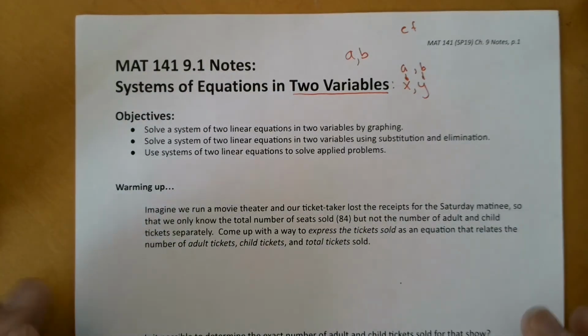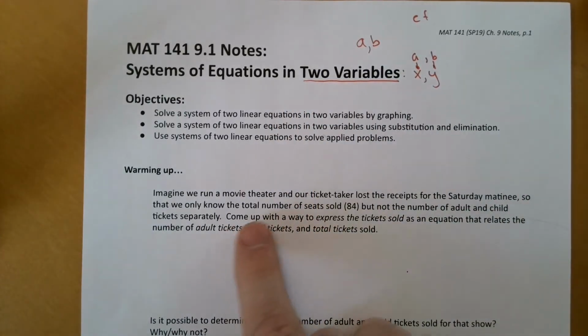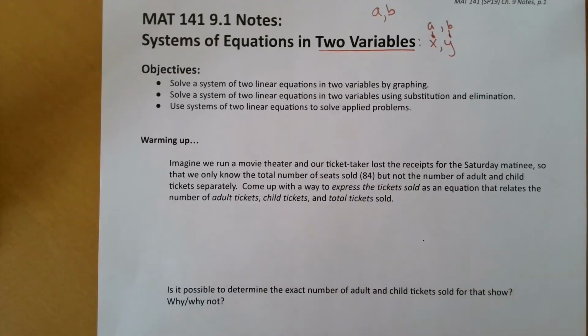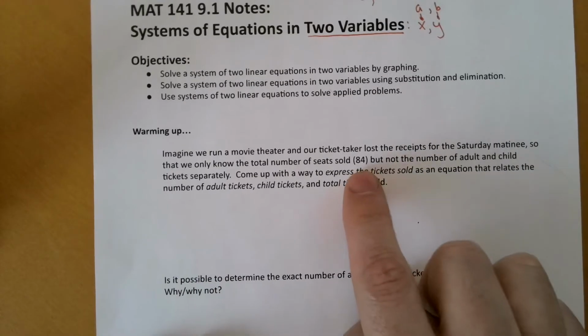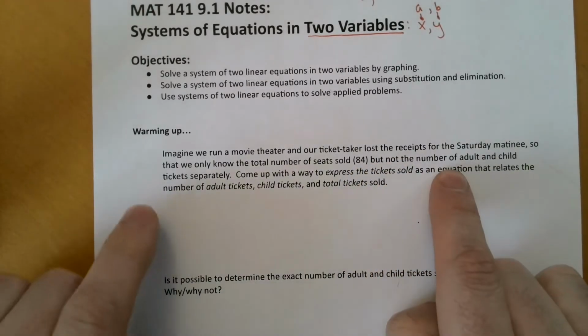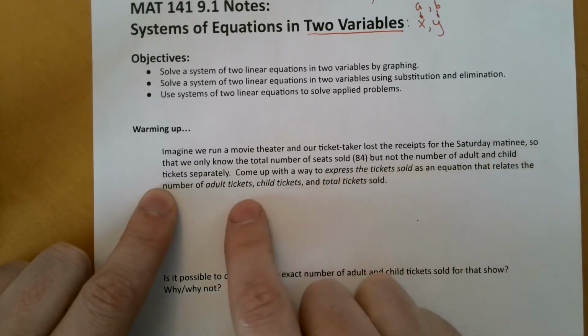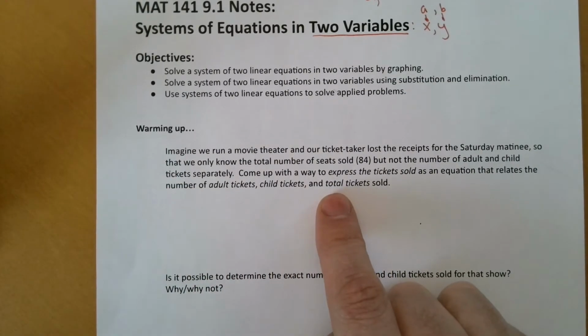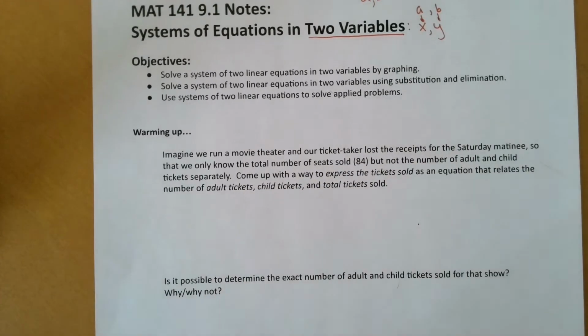So let's get our minds wrapped around what this really means. Let's say we run a movie theater and our ticket taker lost the receipts for the Saturday matinee, and pretend there's no such thing as a computer that will record all that. So we only know the total number of seats sold, which happened to be 84, not the number of adult and children tickets separately. Let's come up with an equation that relates the number of adult tickets, children tickets, and total tickets sold.